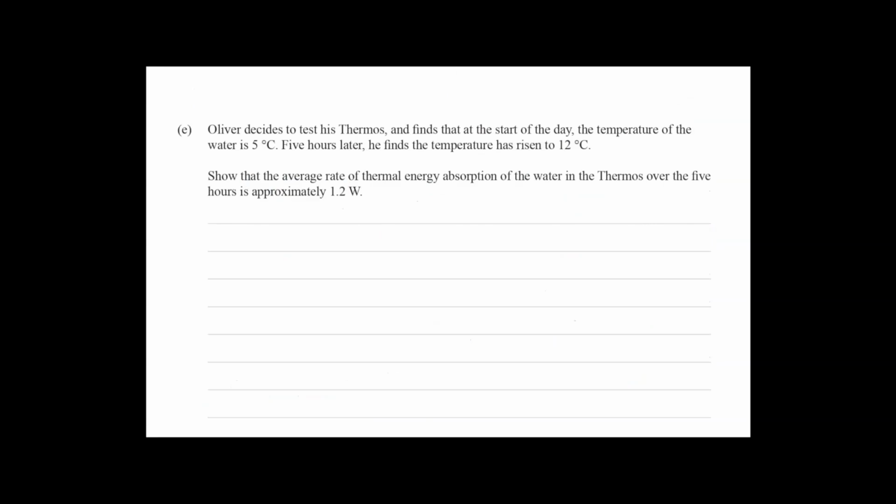Next question says that Oliver decides to test this thermos and finds that at the start of the day, the temperature of the water is 5 degrees Celsius, and 5 hours later, it's risen to 12 degrees Celsius. Show that the average rate of thermal energy absorption of the water in the thermos over the 5 hours is approximately 1.2 watts.